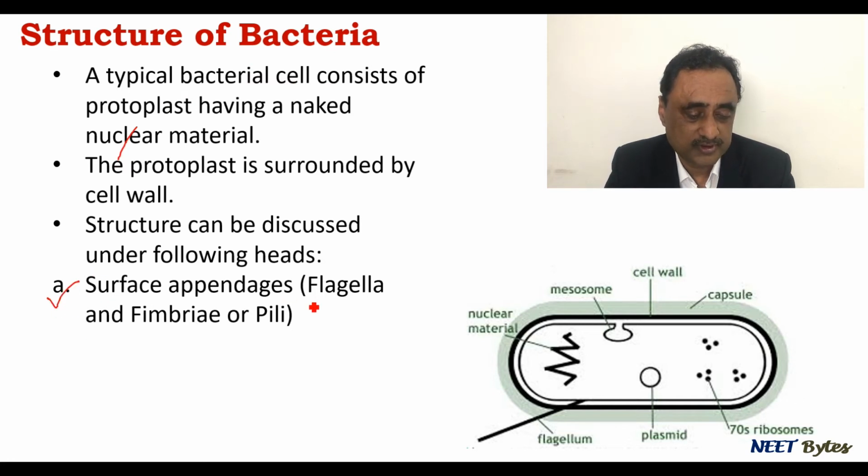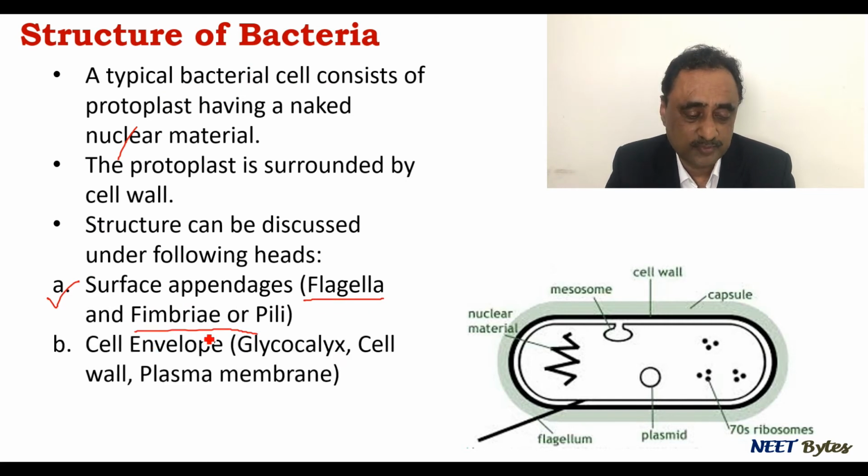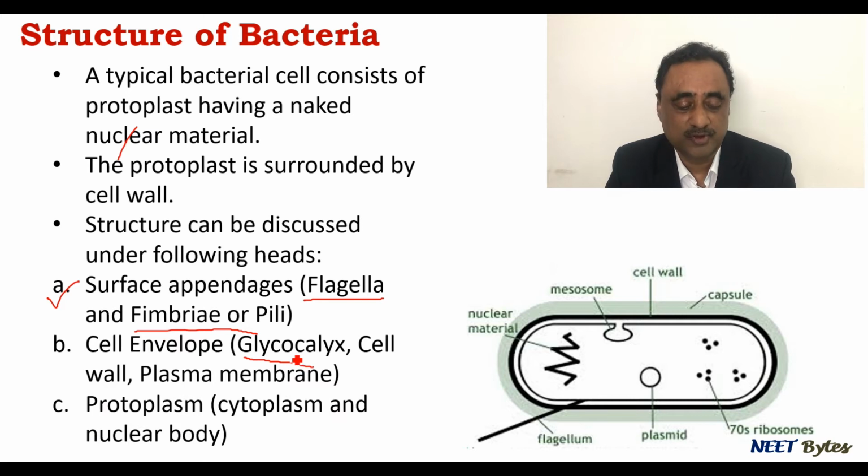These include the flagella, the fimbriae or the pili. The second is the cell envelope, which includes the glycocalyx, the cell wall, and the cell membrane, right? And finally, the protoplasm, where we see the nucleoplasm as well as the genetic material. One by one, we will discuss all these things, right? In this session, we will be talking about the general structure as well as the glycocalyx.